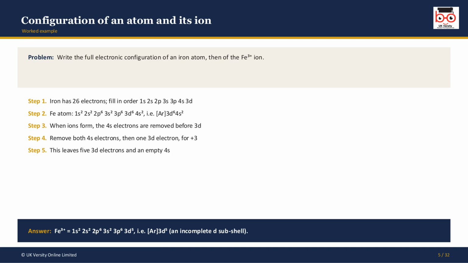Let's write a configuration for iron, atom and ion. Iron has 26 electrons, filled in the usual order, giving 1s2, 2s2, 2p6, 3s2, 3p6, 3d6, 4s2, or argon core 3d6, 4s2 for short. Now the important rule for ions. When they form, the 4s electrons come off before the 3d. To make the 3+ ion, we take both 4s electrons and then one 3d electron. That leaves 5 d electrons, so iron 3+ is argon core 3d5, an incomplete d subshell.